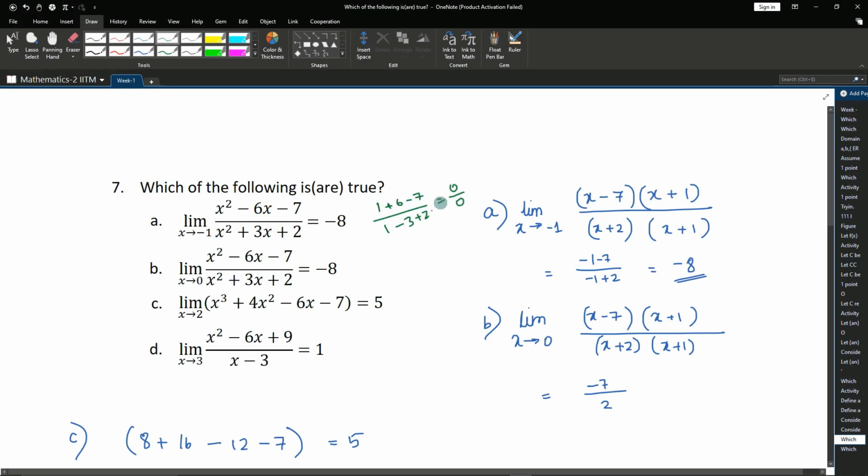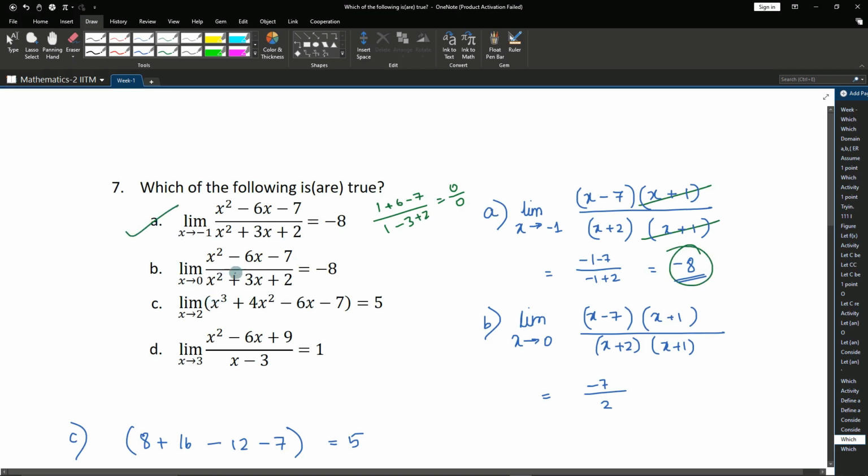To simplify this, we'll factorize the numerator as well as the denominator as x minus 7 into x plus 1, divided by x plus 2 into x minus 1. So here x plus 1 and x plus 1 will be cancelled. And now if we substitute x equal to minus 1, we'll have minus 8 as the answer, right? So the first option is right.